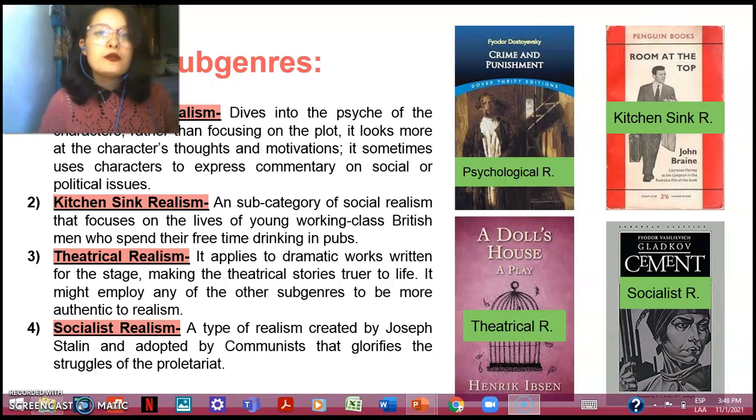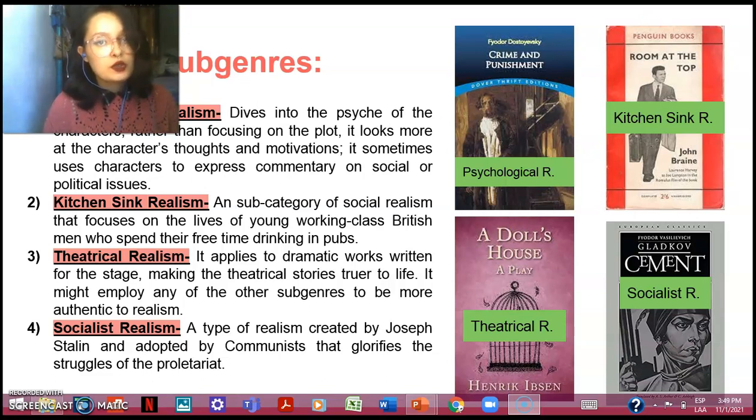Next, we have theatrical realism, which, as its name implies, is about plays and dramatic works that are meant to be performed on a stage that are just made with stories that are true to life. Now, theatrical realism might employ the use of other types of subgenres to make it much more authentic to the movement. A good example we can find of theatrical realism is the book A Doll's House, written by Henrik Ibsen, a play.